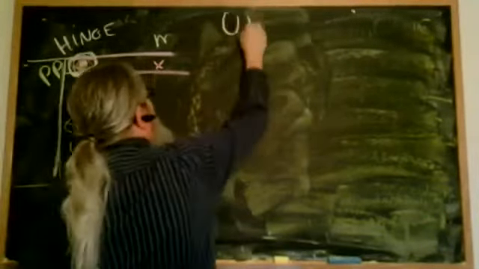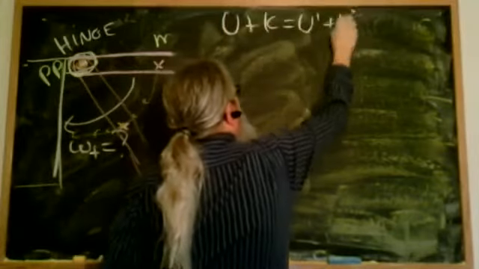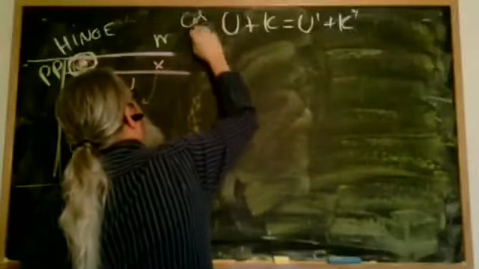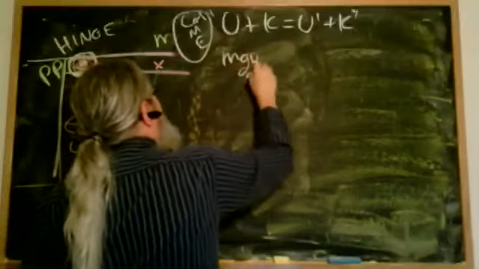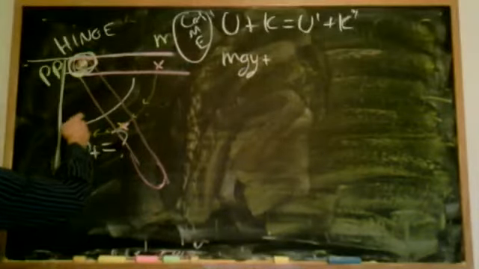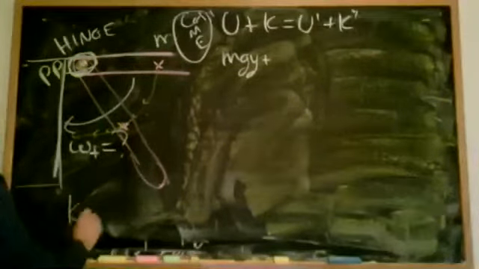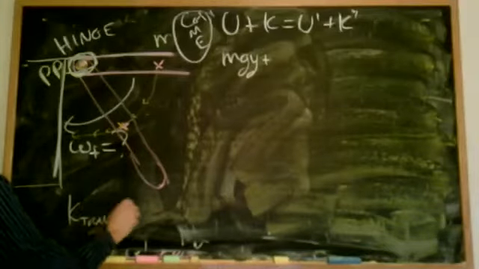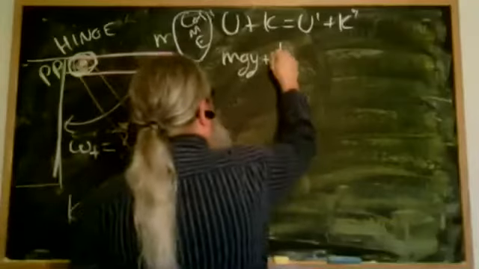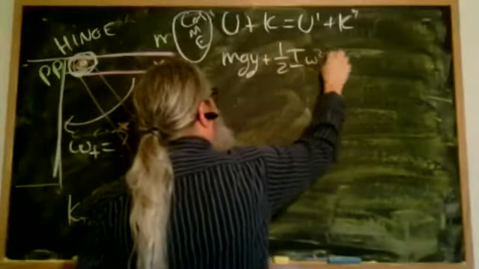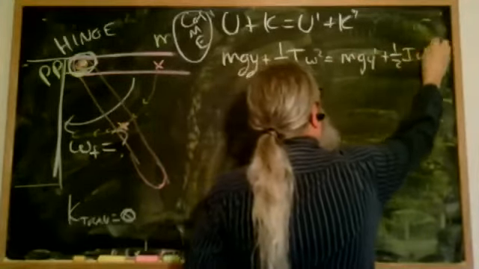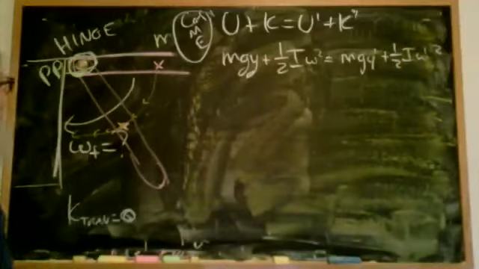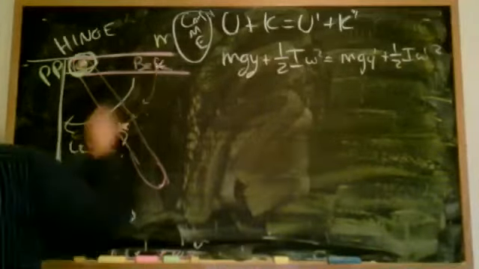So we say U plus K is equal to U prime plus K prime. That's conservation of mechanical energy. So we write that longhand: mgy plus, we're already going to say that K translational we set equal to 0. We're not worried about the velocity, so it's just going to be 1/2 I omega squared. That's equal to mgy prime plus 1/2 I omega prime squared. Okay, so now we just plug in: the before is up here, and the after is right when we hit.